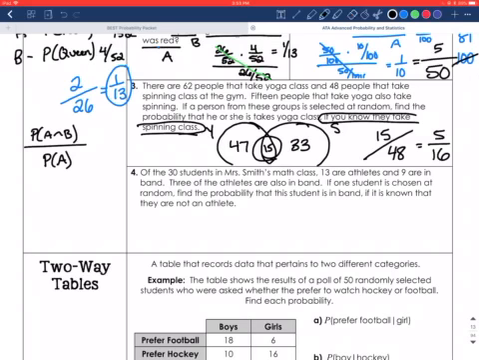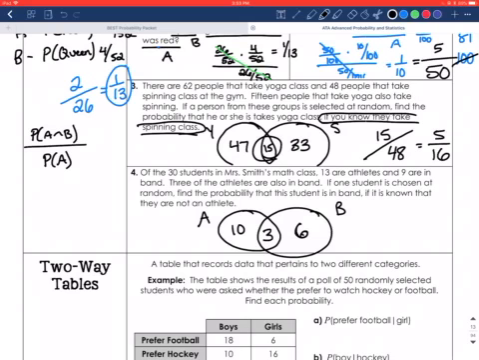Okay, and the same thing for number 4. So out of these 30 students, 13 are athletes and 9 are in band. Okay, so we got athletes and we got band. 3 of the athletes are also in band. So we have 13 athletes, that would be 10 who are athletes but not in band, and that would be 6 who are band members but are not athletes.